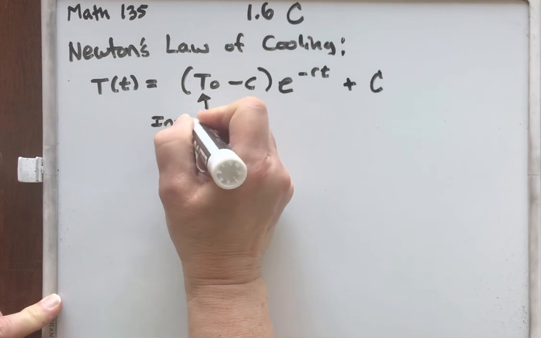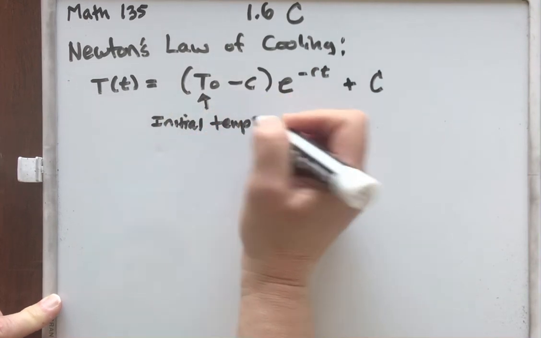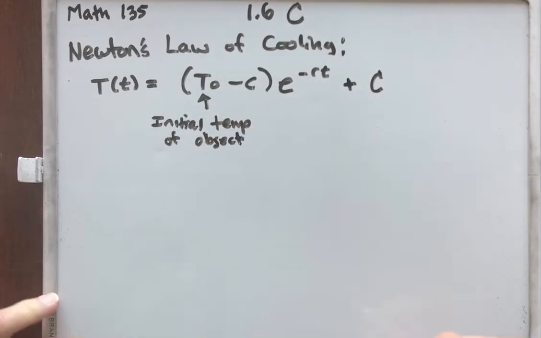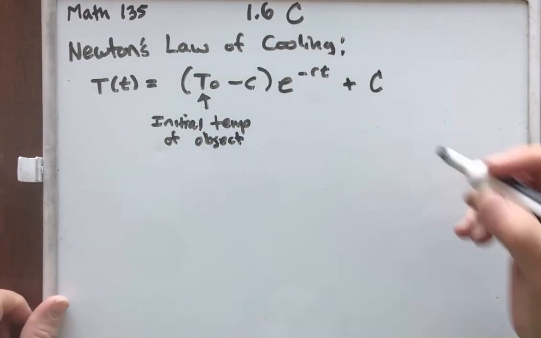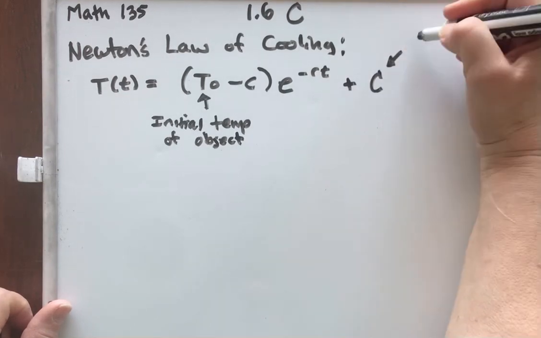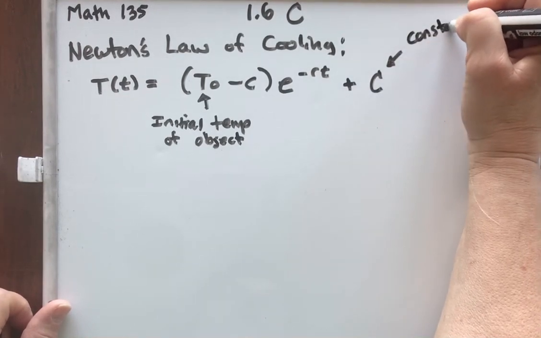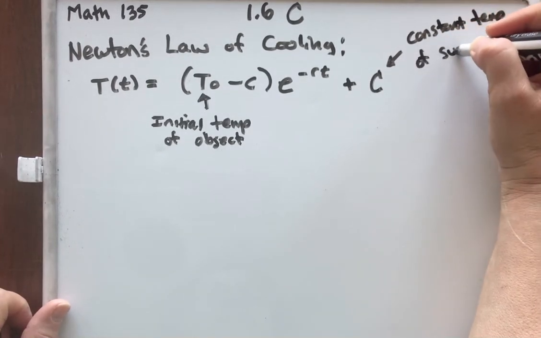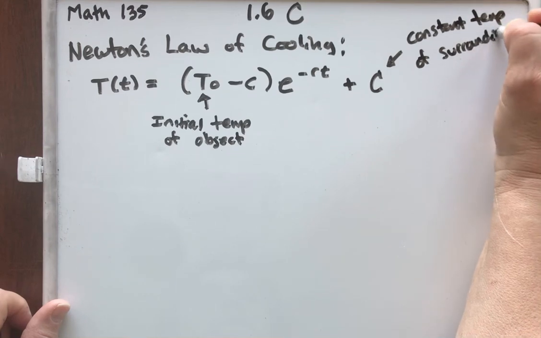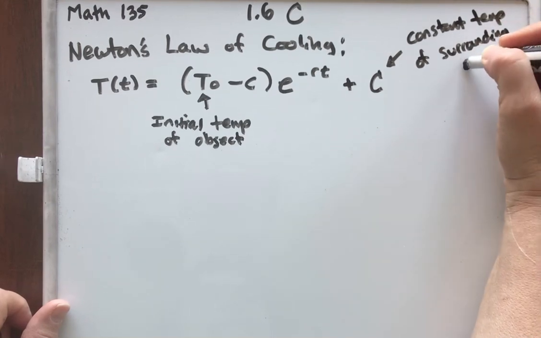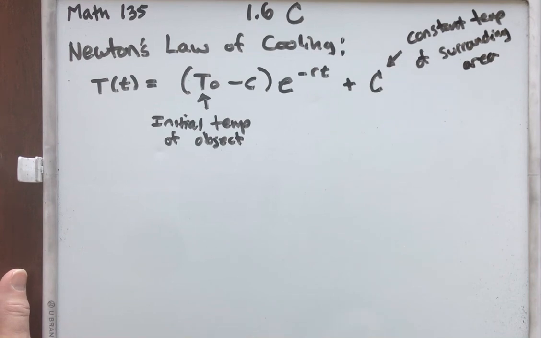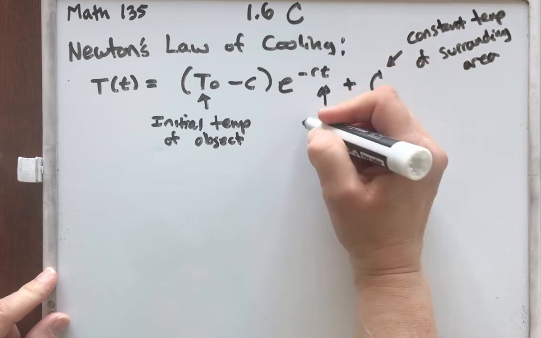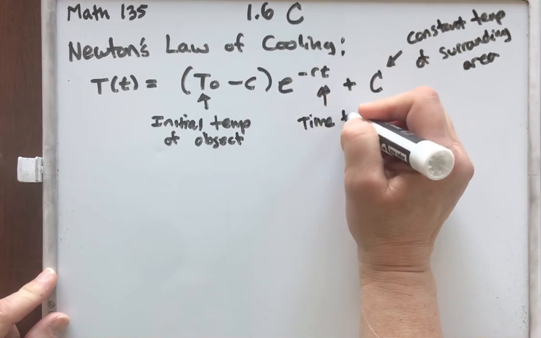Initial temperature, I'm just going to write temp of object. Okay, and then what's C? The constant temperature of the surrounding area. Constant temperature of surrounding area. Okay, now what else do we need to know? t. t is the time it takes to cool. Time to cool.